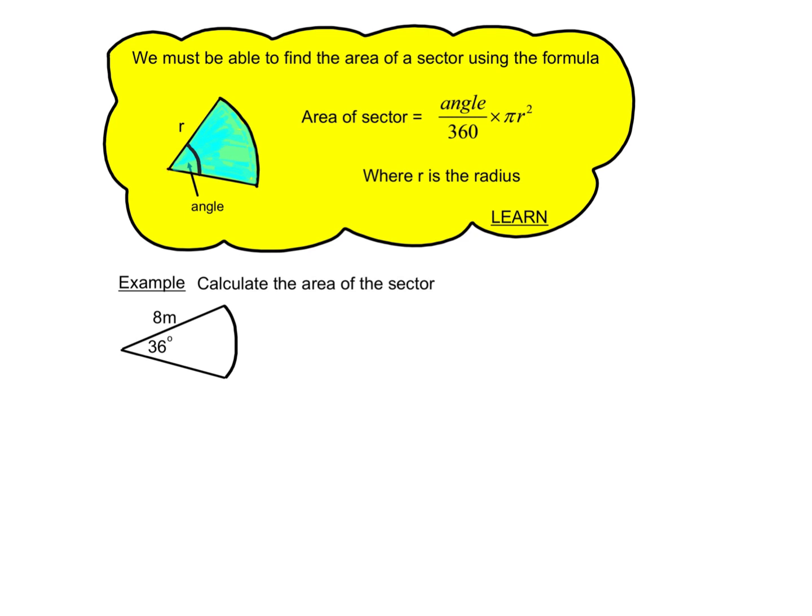Now, the normal formula for the area of a circle, I'm going to write up at the side just to remind you, area of a circle we know is pi r squared. Now, you can see the pi r squared appearing here within the formula, and then it's got this bit in front of angle over 360.